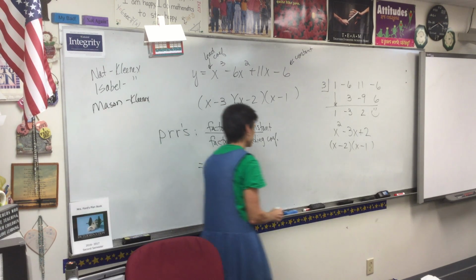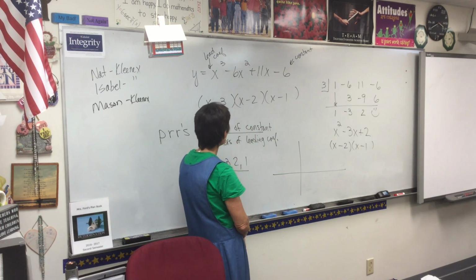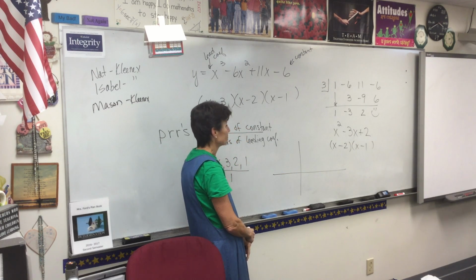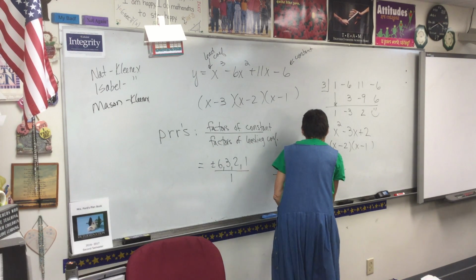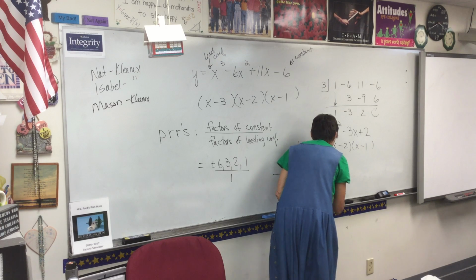All right, let's sketch it, because that's what the directions said to do. We factored it so we could sketch it. Where are my zeros, or my x-intercepts? 1, 2, and 3. And no matter how many times I harp on this, some of you aren't labeling. Please make sure you label those points.